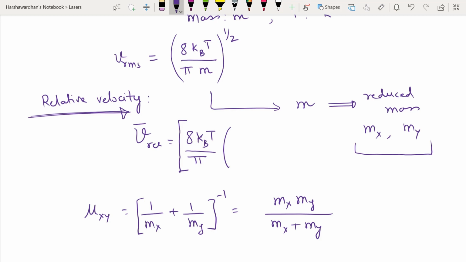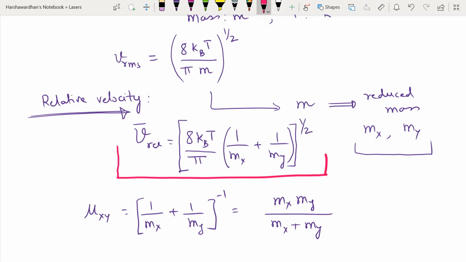So to get the V relative, I just write it down in this fashion, which is 1 by mx plus 1 by my, and you can clearly see that this is going to work out to the power of half. So this becomes my formula for the relative velocity in this system.